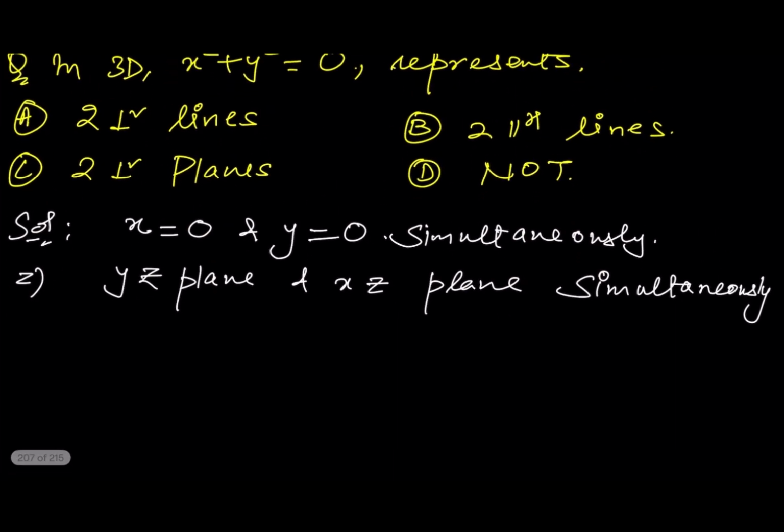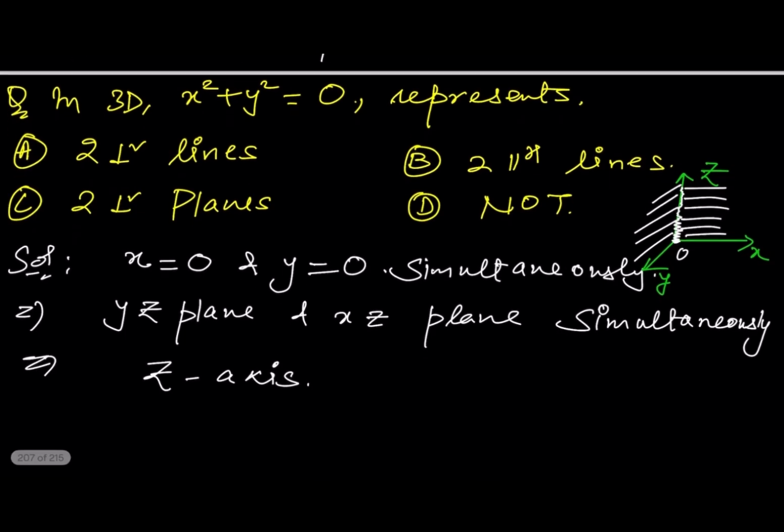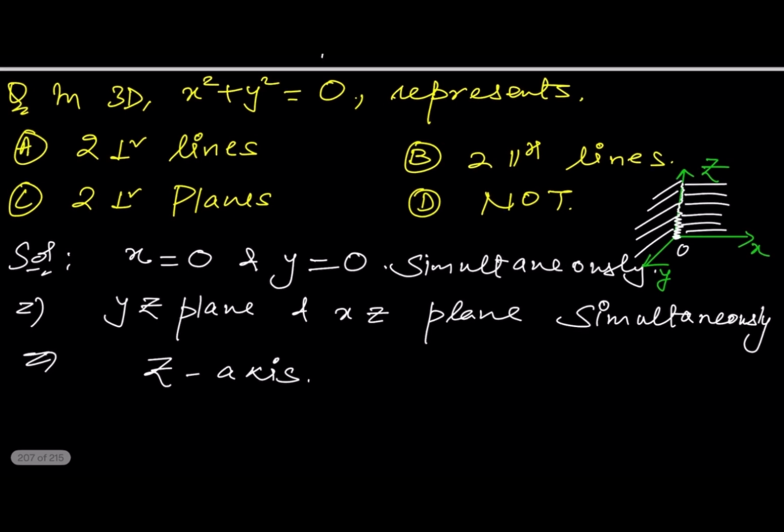So if I draw x is equal to 0, means the yz plane. The yz plane is this. y is equal to 0 means the xz plane. The xz plane is this. And these two planes are occurring simultaneously. Means if we are having both planes at the same time, then this is only possible when this line occurs, this z-axis. So x square plus y square is equal to 0 represents the z-axis. So none of the options is correct, which means option D is correct.